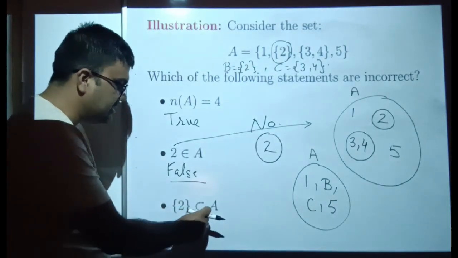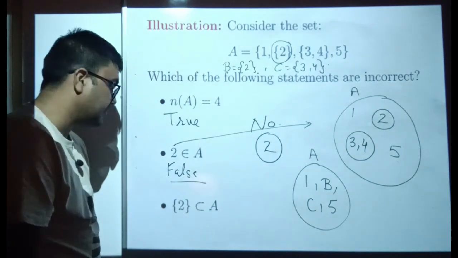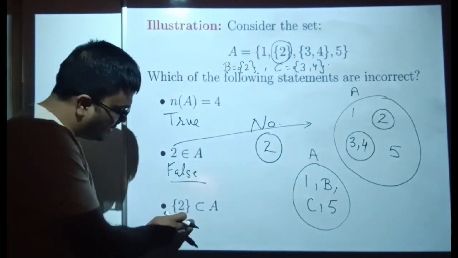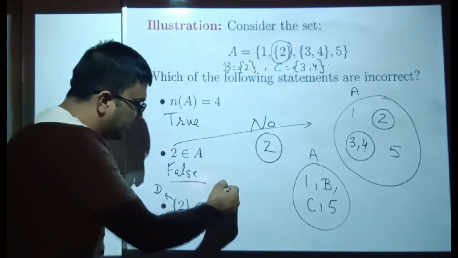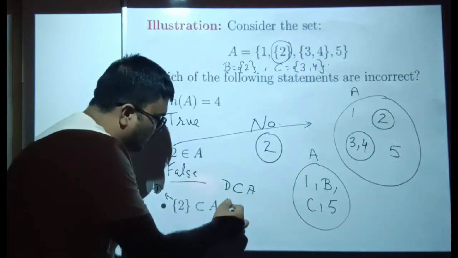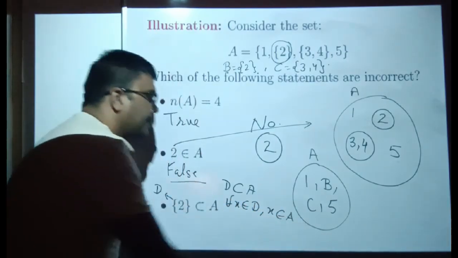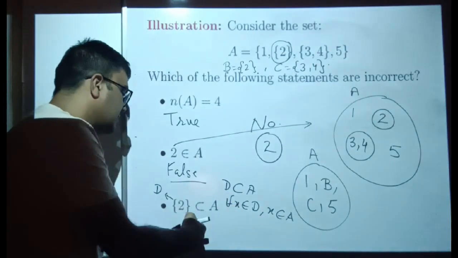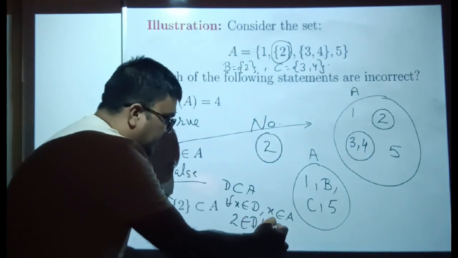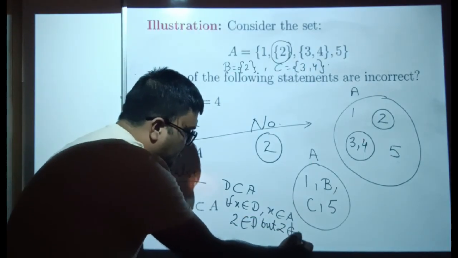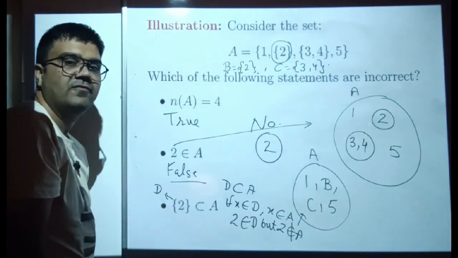Set 2 is a subset of A. We are saying set 2 is a subset of A. Now if I am talking about set 2, suppose I am saying this is the set D we have. So to prove that D is a subset of A, we have to prove that for all x belongs to D, x belongs to A. X belongs to D means I am talking about an element 2 belongs to D, but 2 does not belong to A. There is no element 2 over here. So this statement is false.